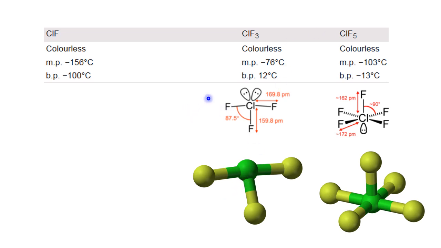Chlorine can react with fluorine to make ClF3 and ClF5. Both compounds have lone pairs, so to calculate their geometry, you need to take that into account. Here you see it's a trigonal bipyramid with two lone pair domains here and there, so the resulting molecule is T-shaped.